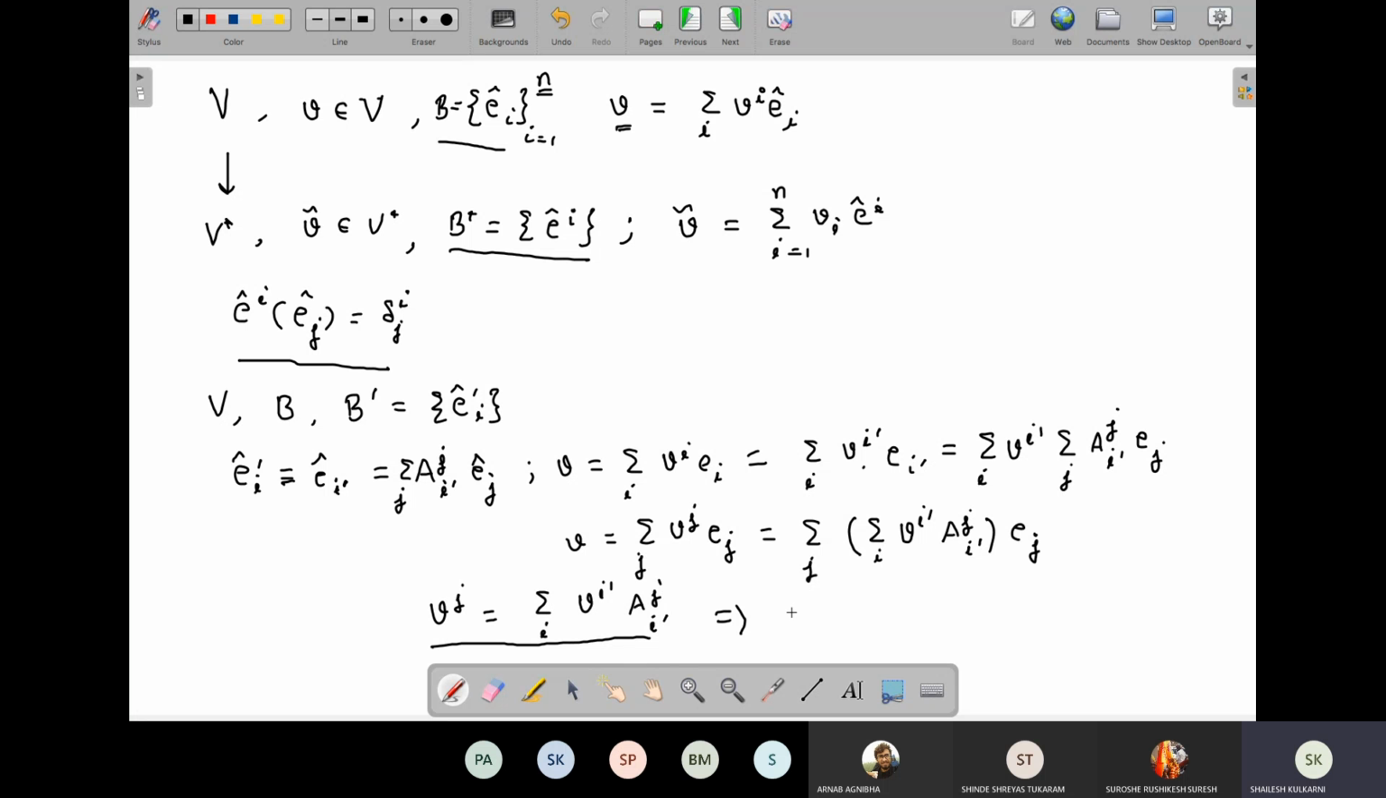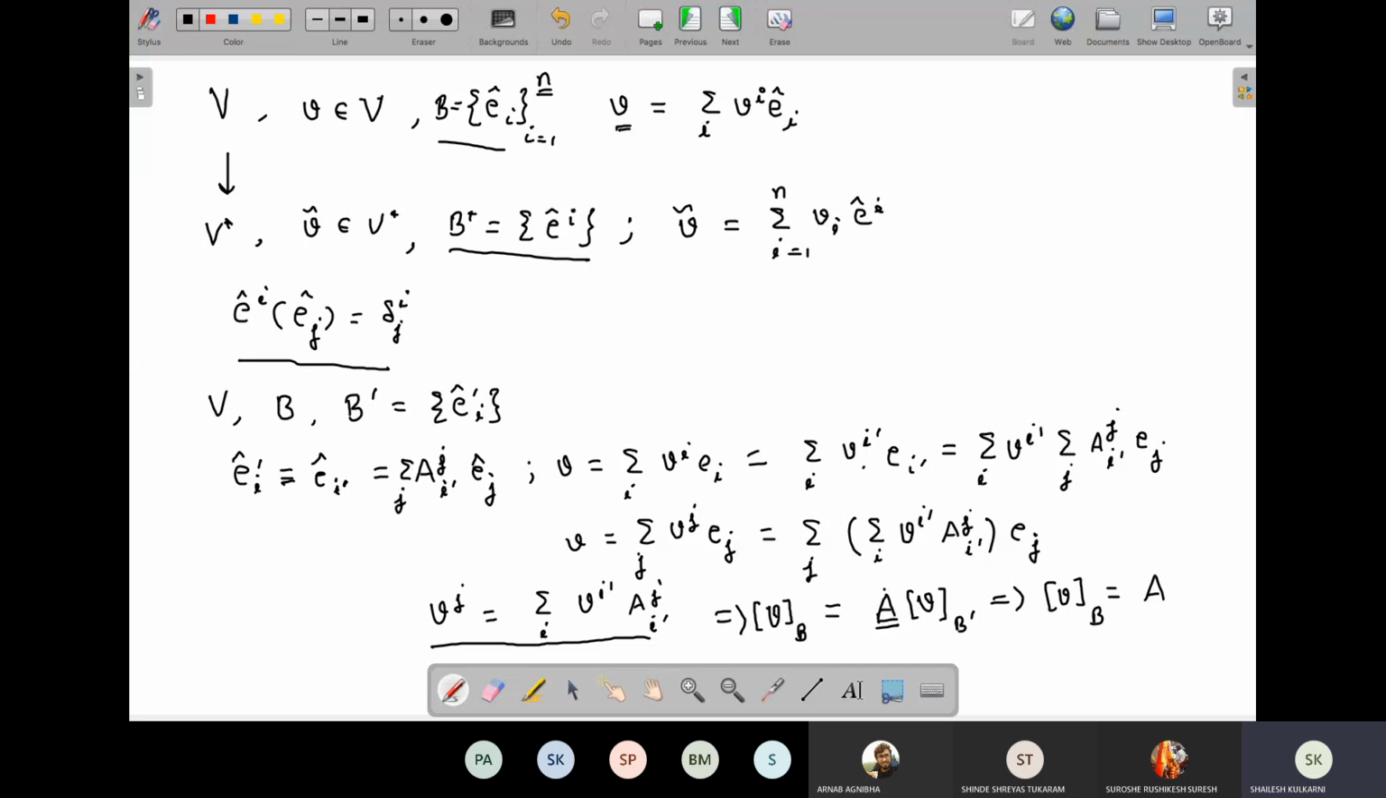So how can I write this in matrix notation? The component of v in the B frame is related to the component of v in the B prime frame in the following way. It is A, and the component of v in the B prime frame. Clear? This is matrix A. I will explain what this matrix is. This is a matrix formed out of these coefficients.